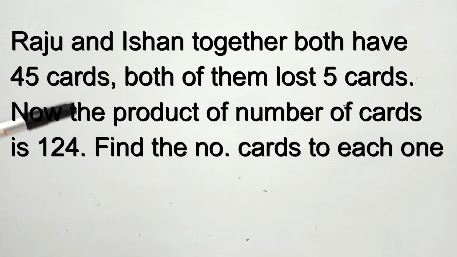Raju and Ishan together have 45 cards. Both of them lost 5 cards. Now the product of the number of cards is 124. Find the number of cards each one has.